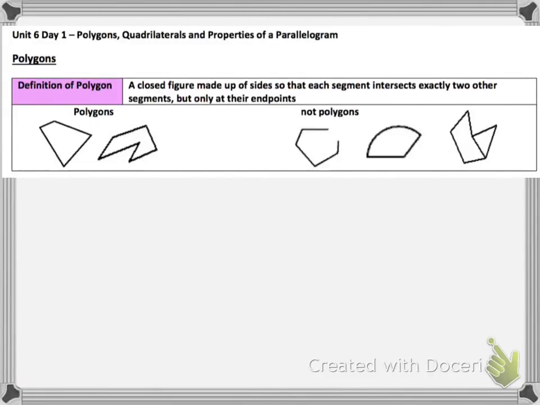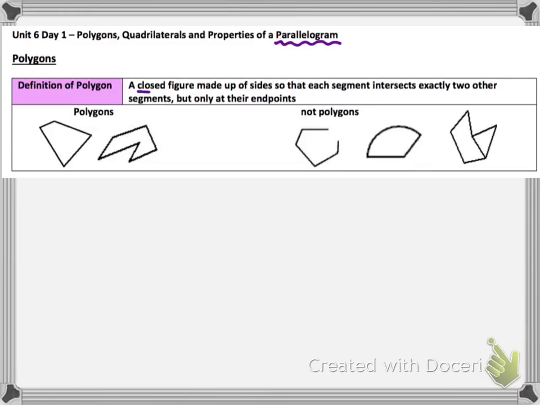Hey guys, we are starting our unit on quadrilaterals, and really it's going to be mostly about parallelograms and special types of parallelograms. So first we need to start off with the basics. So we're going to talk about polygons.